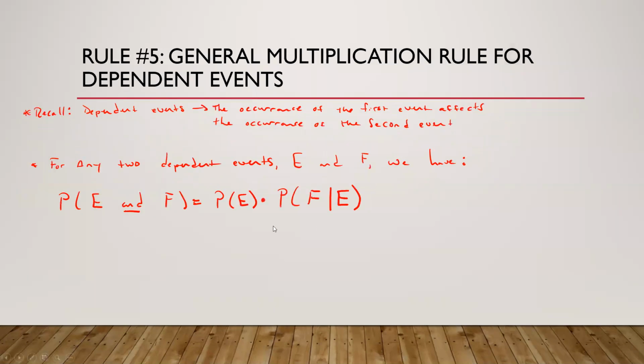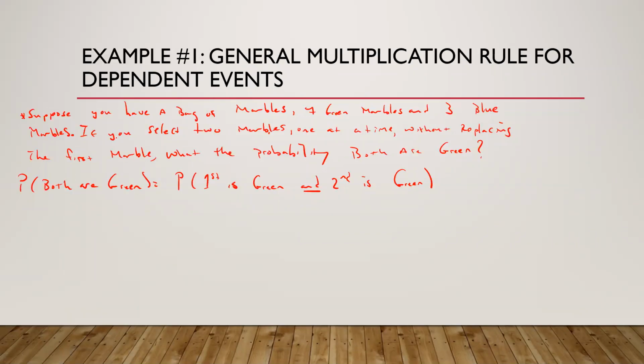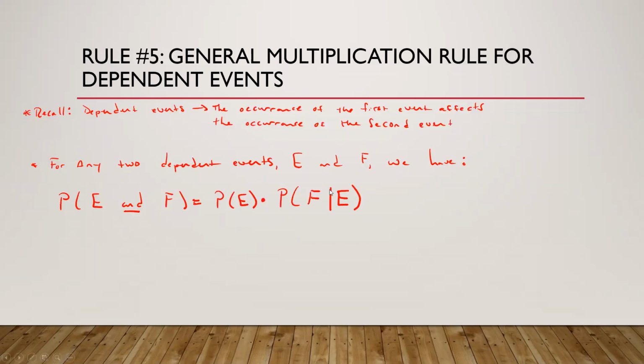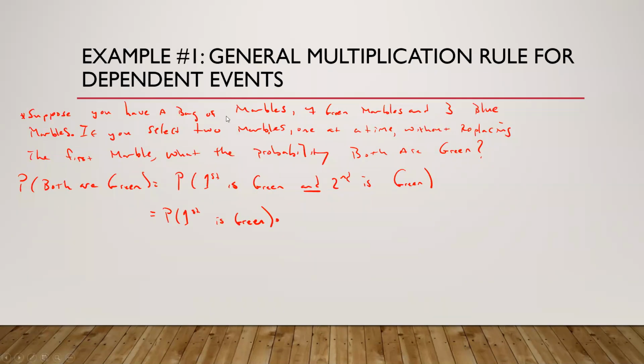So we're going to use this formula here. It's the probability of the first event, E. So it's the probability the first is green times, now when I go to do the probability the second one is green, I have to do given that the first one was green. So it's the probability the second is green given the first is green.